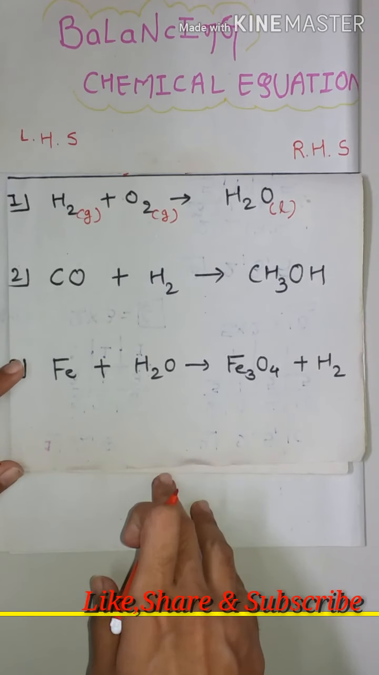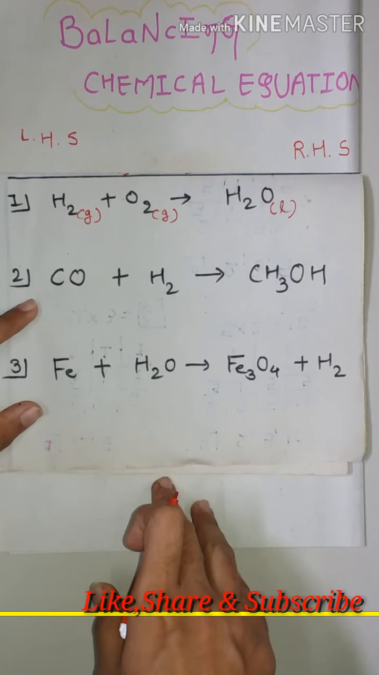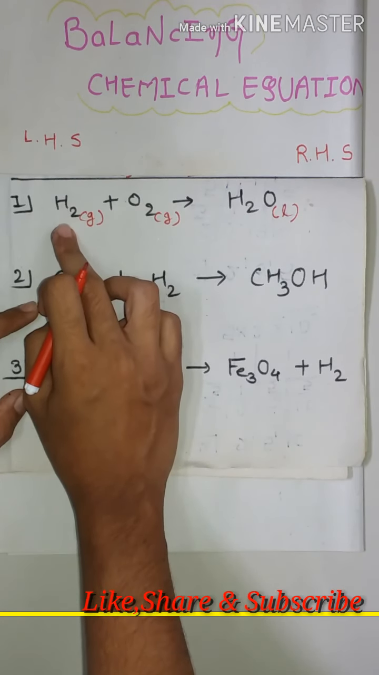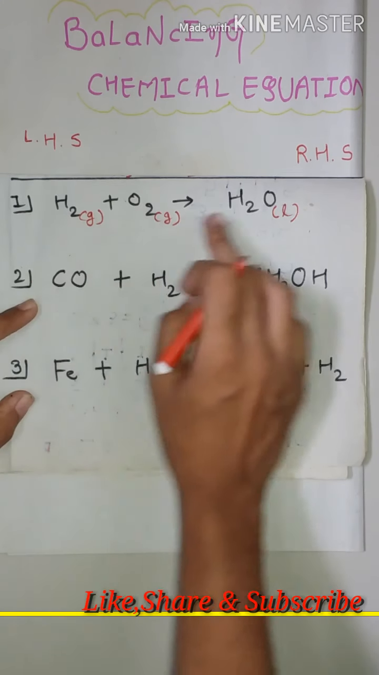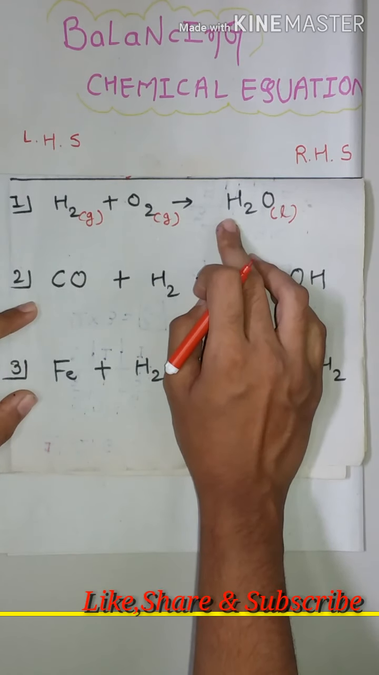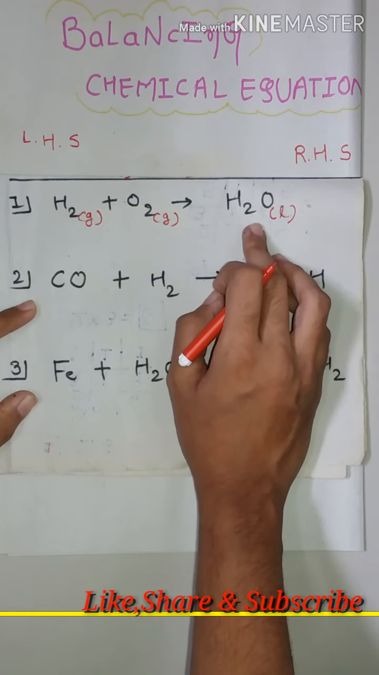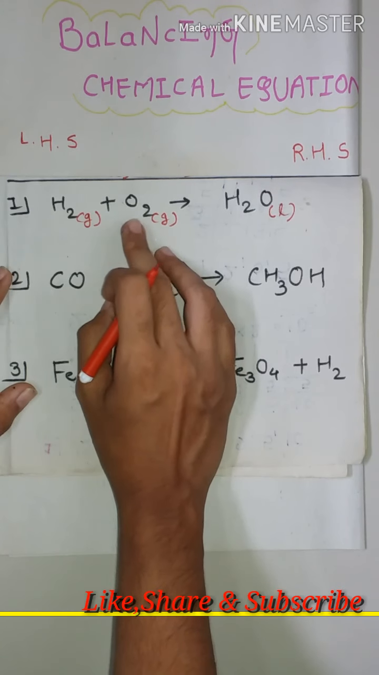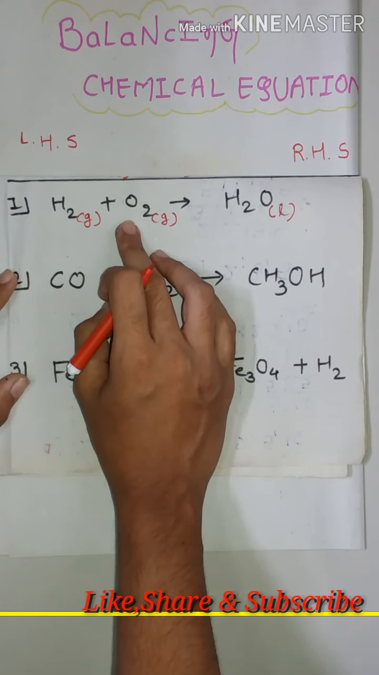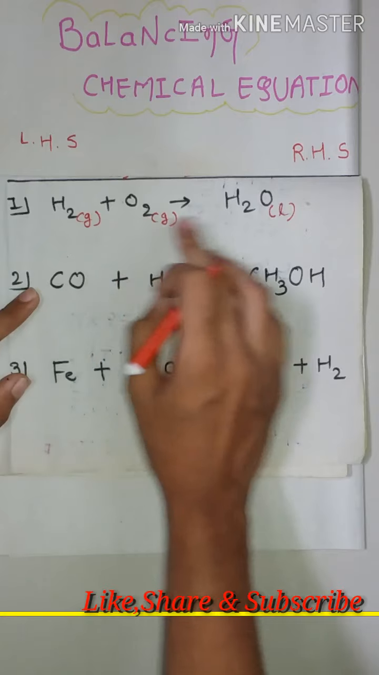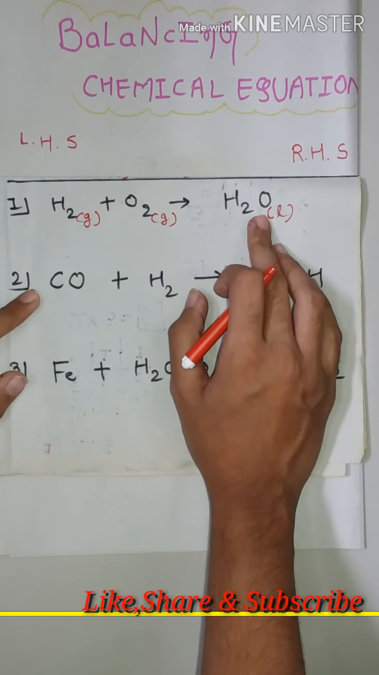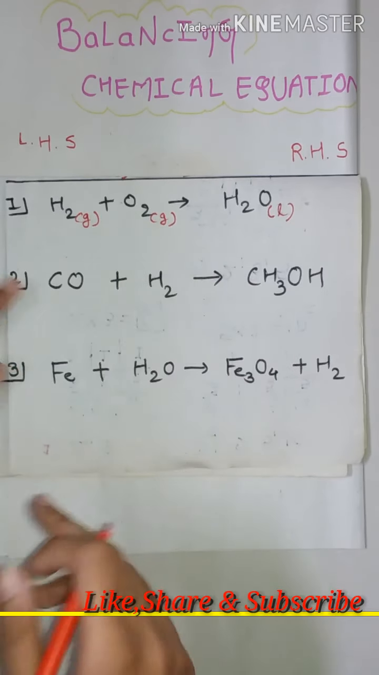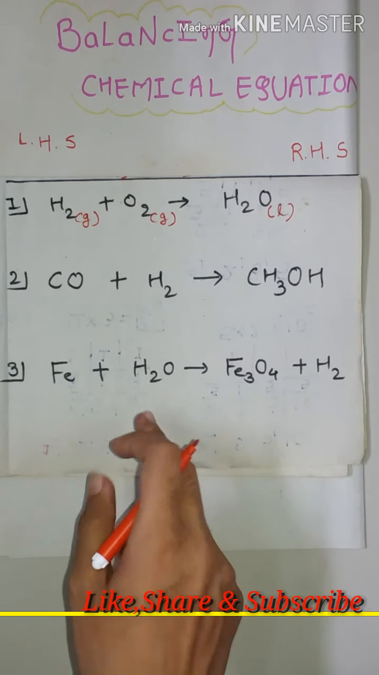So now we will balance this equation. In the reactant, there are 2 atoms of hydrogen, and there are also 2 atoms of hydrogen in the product. So it is balanced. Now we will see oxygen. There are 2 atoms of oxygen in the reactant, and there is only 1 atom of oxygen in the product. So there are 2 ways to balance this equation.